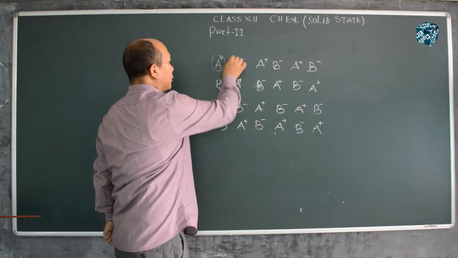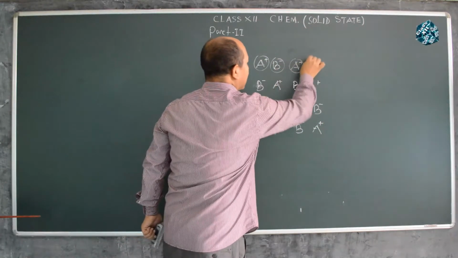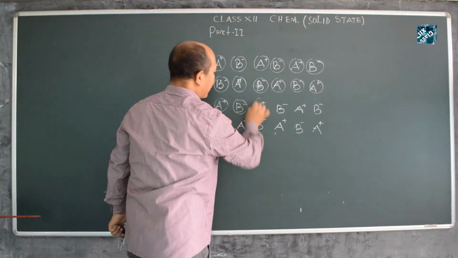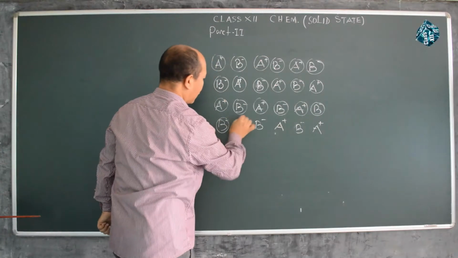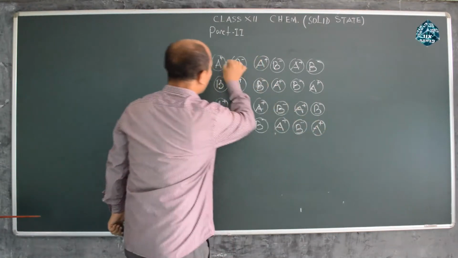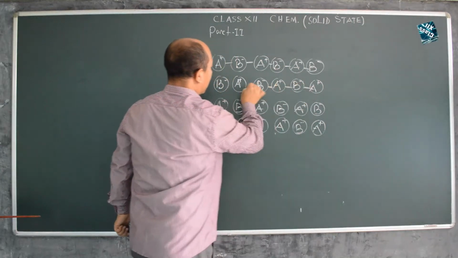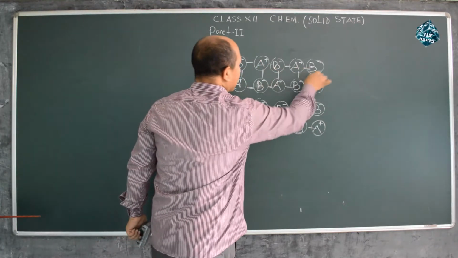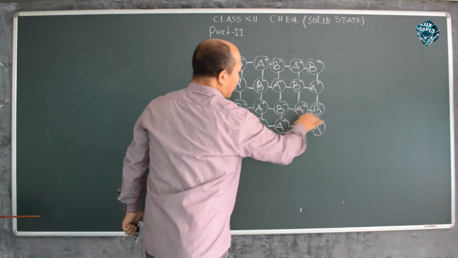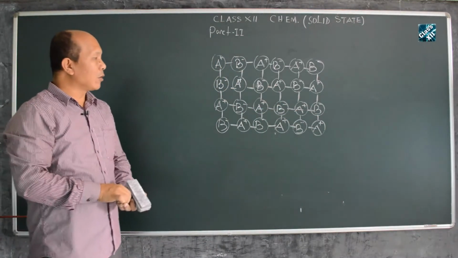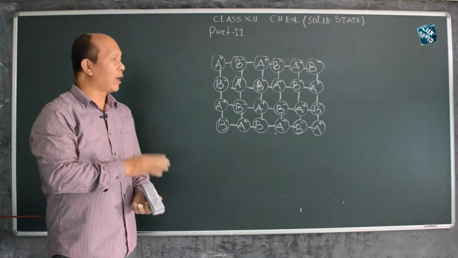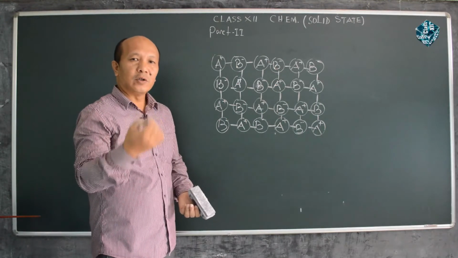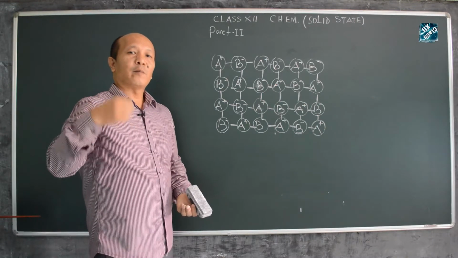Then the constituent particles go in this manner, a regular arrangement. Such types of arrangements are simply ideal or perfect crystalline solids. If the ordinary arrangement is disturbed, a defect occurs. So when a defect occurs, the properties are mainly affected. Due to defects, the properties of the crystalline solid change and new properties are imparted in addition to the properties of the matter.